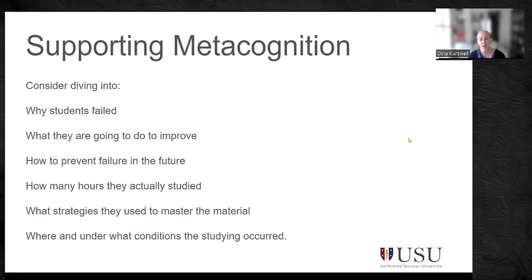And so think about how you're supporting the students' metacognition for their own success. Have those questions ready, even as just prompts where they reflect on it. So think about, where did you study? You may want to even ask them that in an exam. When did you study? How long did you study? Any of these questions are fine, little reflective questions to help them start thinking about their own studying strategies.